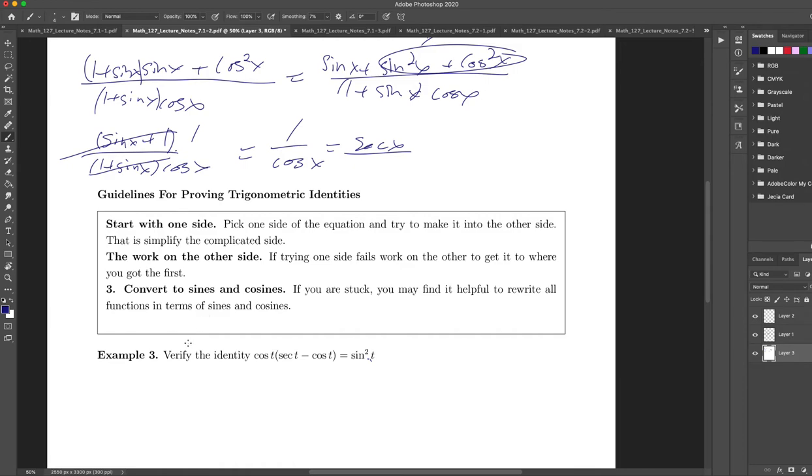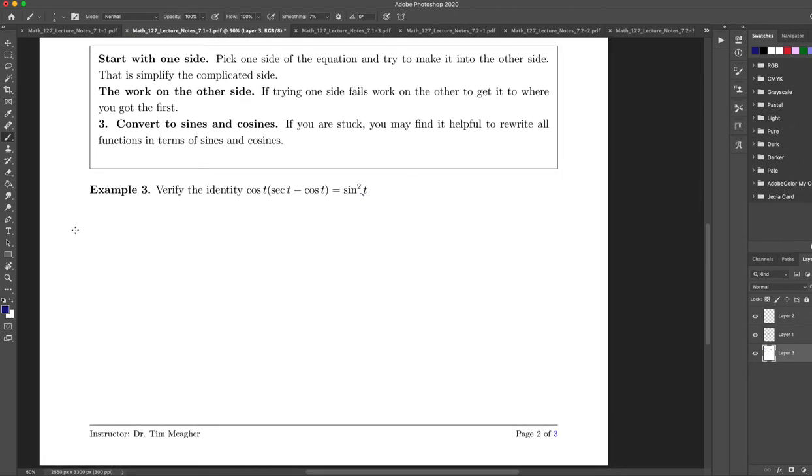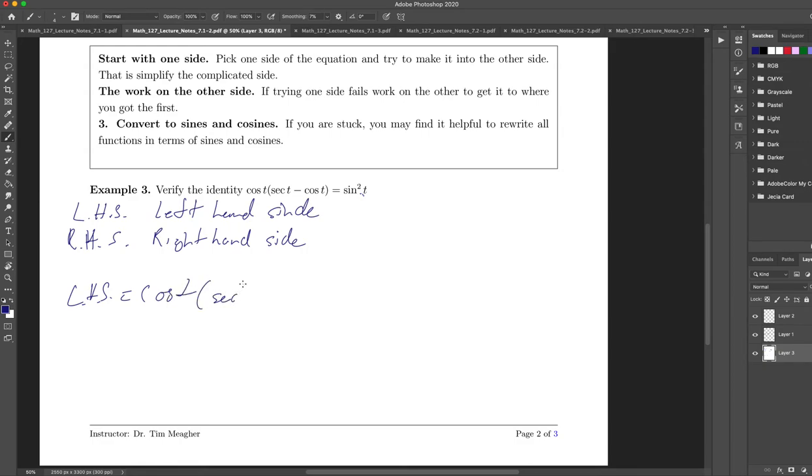So I'm going to introduce some new notation just to make my life and your life easier. LHS means left hand side. So that means this side. I'm going to also introduce RHS, and that is the right hand side. And why that becomes useful is because here I'm going to be working on the left hand side. I'm going to say that's cosine of t times secant of t minus cosine of t. And so I'm working on that.